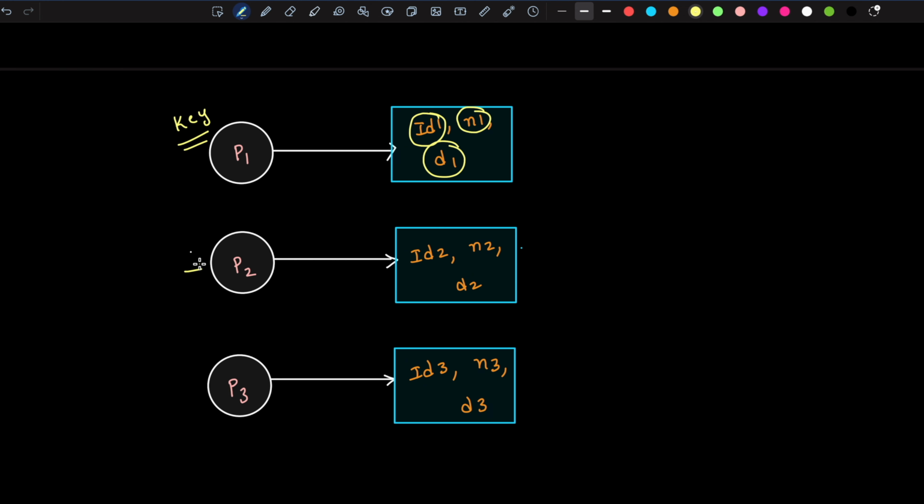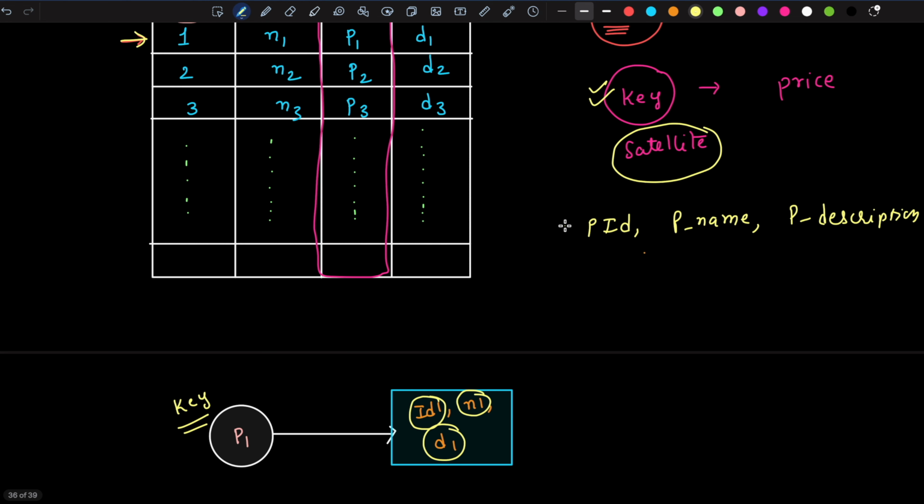Similarly for P2, P2 is the key. And satellite data of P2 is ID2, N2 and D2. So this is information about the second product. Similarly, I have P3. P3 is the key. And the satellite data of P3 is what? ID3, N3 and D3. So imagine we want to sort our products by price in an ascending order, right?